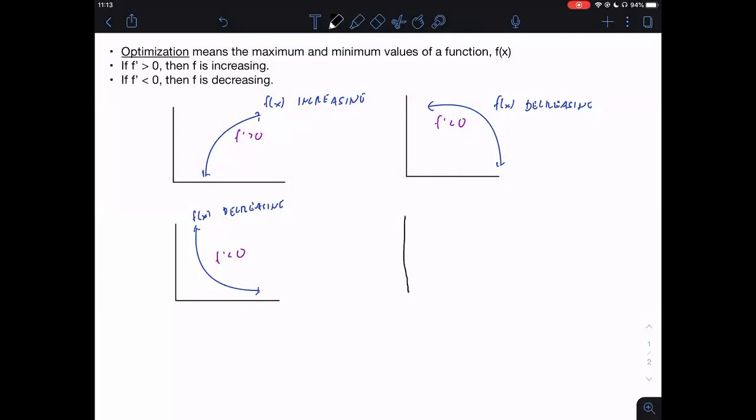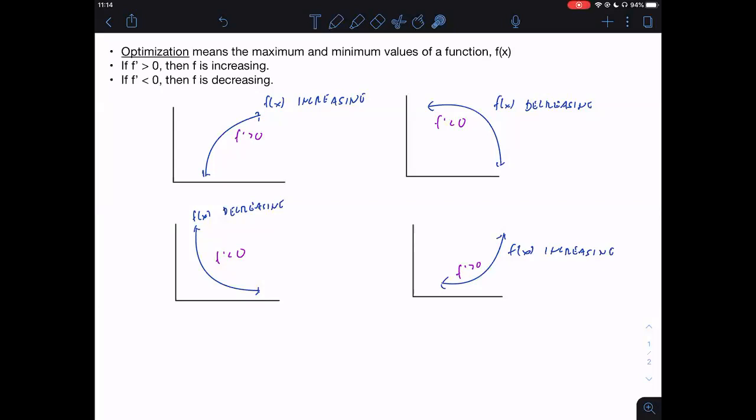All right, and then lastly here, if our function has this type of curvature, then once again the function is increasing, because as we move from left to right, the values of this function f of x are increasing as x is also increasing. So once again, our function is increasing, which means if we evaluate the first derivative at any point along this type of curve, the first derivative will be positive because the slope will be positive.